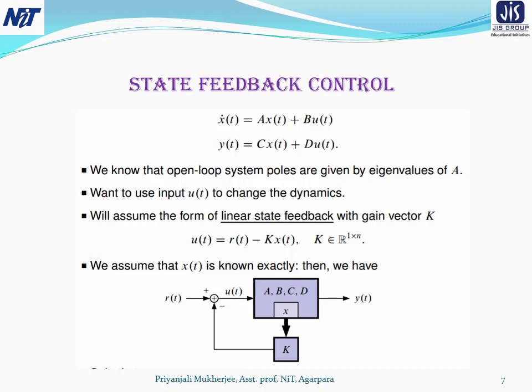Now we assume the linear state feedback gain vector is K. Here in this diagram we can see that u is given to the system, then the output is produced, and x is the intermediate state vector. Now we use the linear state feedback K, which is a vector. We can write the equation in the form u(t) = r(t) - Kx(t), and here we assume that we know the intermediate state variable exactly.